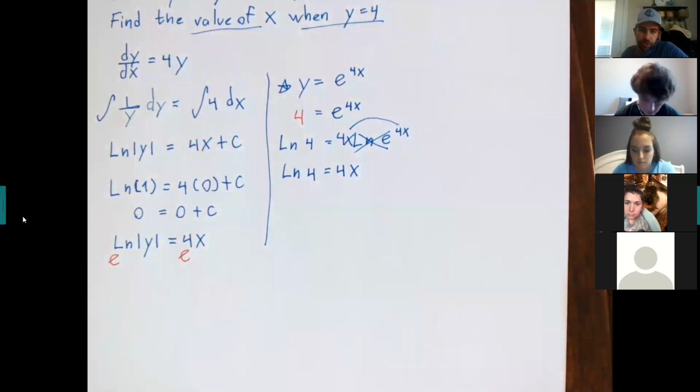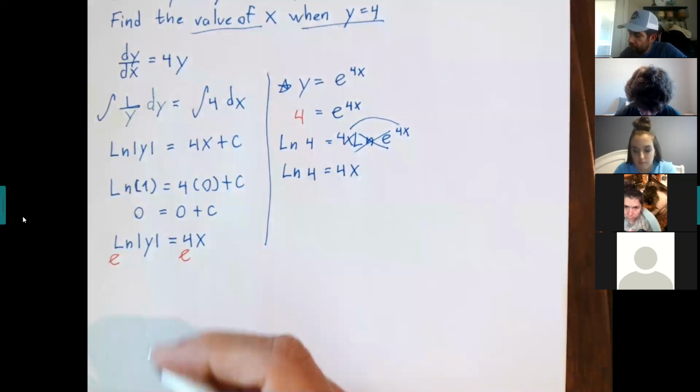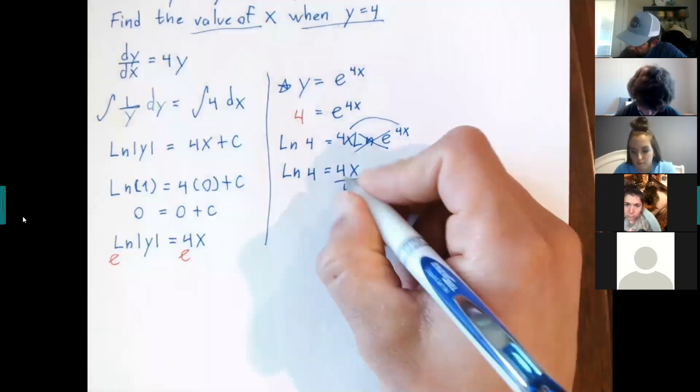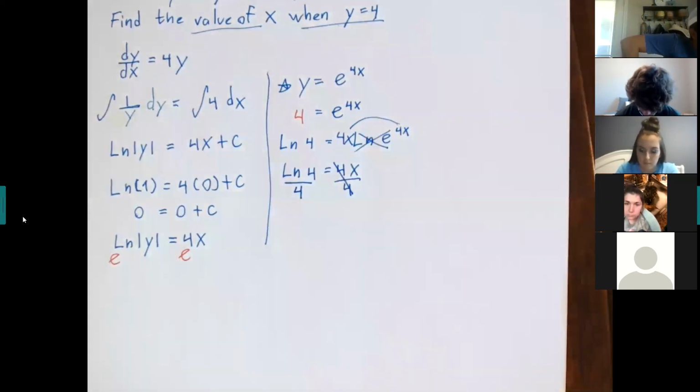A lot of you normally would just go from this point to that point, which is fine by me. All right, and then finally we're going to divide both sides by 4. So I am assuming that this is going to be some decimal number. Yeah, it's 3.47.